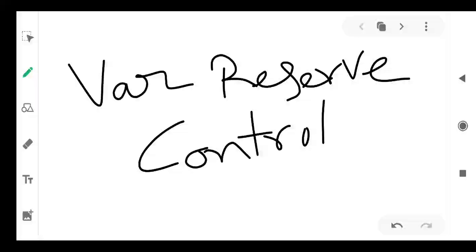Good morning, everyone. Our last topic of FACTS controllers is VAR reserve control and summary of compensator control, SVG control. First, let me explain the VAR reserve control in detail. After that, I will explain the general control and complete control of the SVG. This is the last topic. With this, we will conclude the complete syllabus of the FACTS.